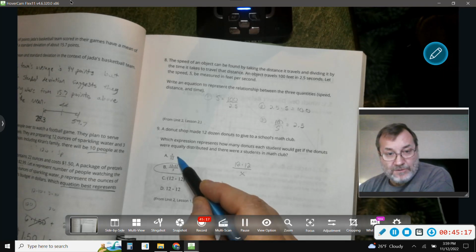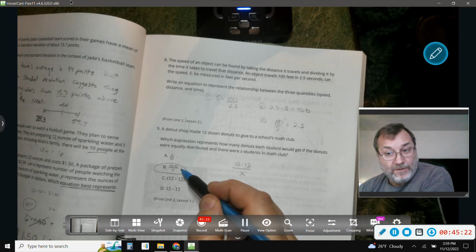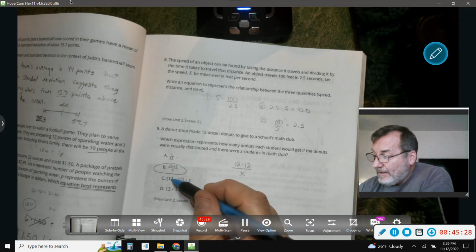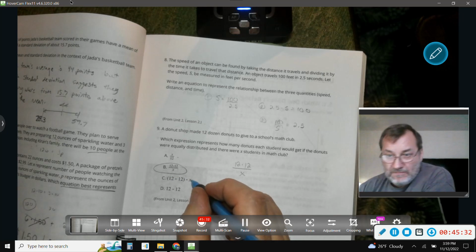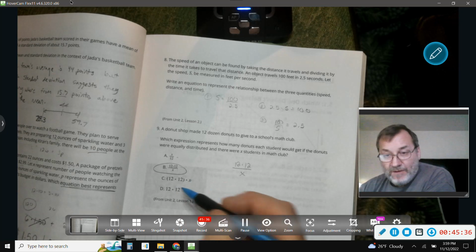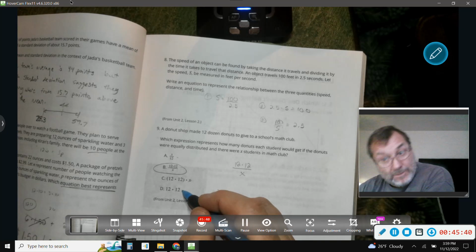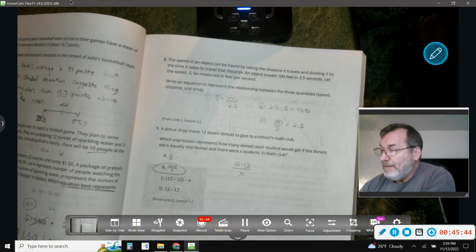No, that's students per dozen. 12 times 12, hey, that's 144. That's pretty close, okay? So that's donuts per student. That one works. This is like donuts times students. Student donuts. No, the units don't even match up. And then 12 times 12, that just tells you the number of donuts you got. That's it. But it doesn't tell you how many donuts per student. So that's out. So the only answer there is going to be letter B.